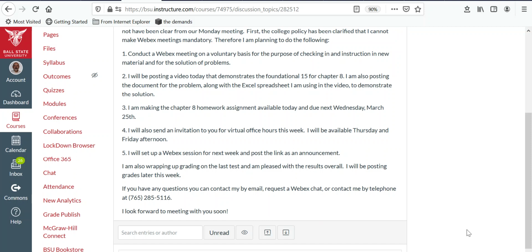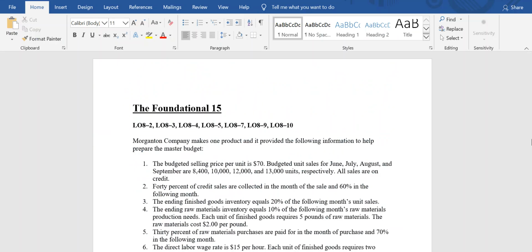So those are the announcements. Now we'll go ahead and move into Chapter 8, Foundational 15. This is the Foundational 15 for this week. It talks about Morganton Company, which makes one product and provided the following information to help prepare the master budget. Then it goes through these 7 items that we need to know.